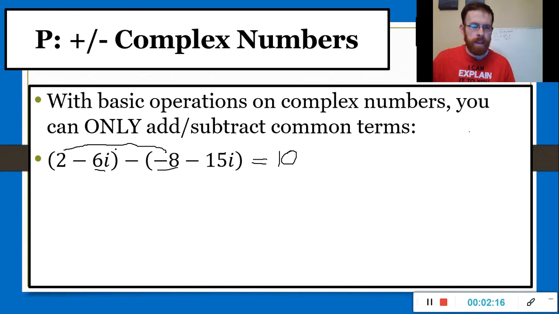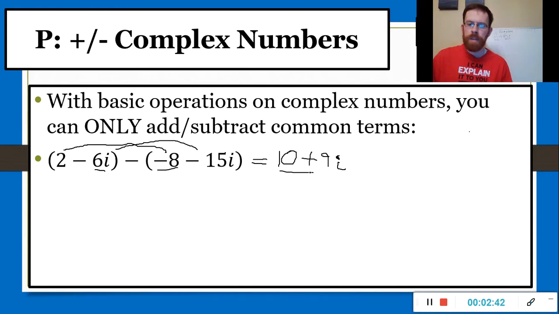Then I have this minus 6i minus a negative 15i. Once again, when you subtract a negative, it's the same thing as adding a positive. So that's a negative 6i plus 15i. Now a negative 6 plus 15 should be a positive 9. If I did my math correctly, don't judge me, I'm just a math teacher.